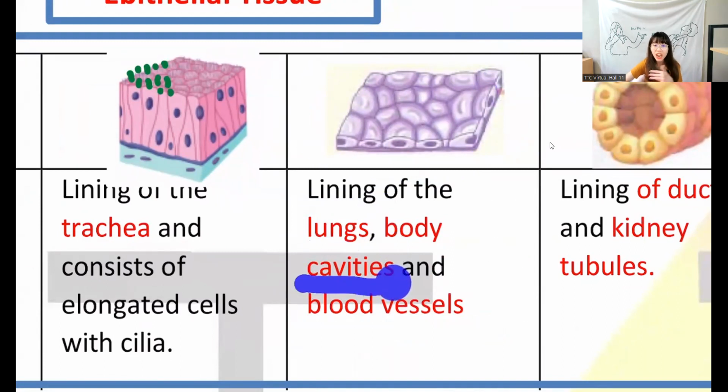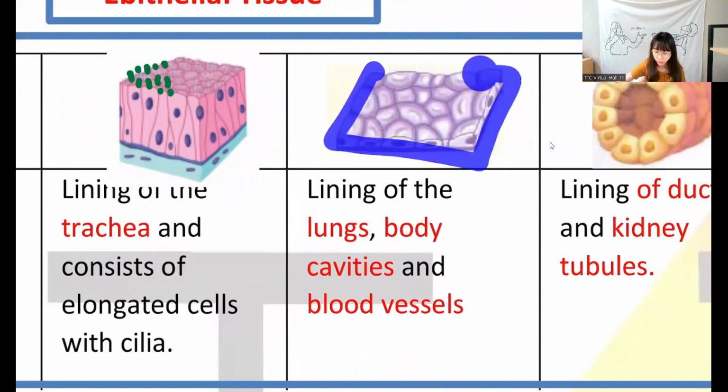Cavity means what? Cavity is an area, so usually it's lung. So when you see one cell thick, it has to be lung, because the lung alveolus is one cell thick, right? So they can carry out gas exchange more rapidly and efficiently. So this is one cell thick.